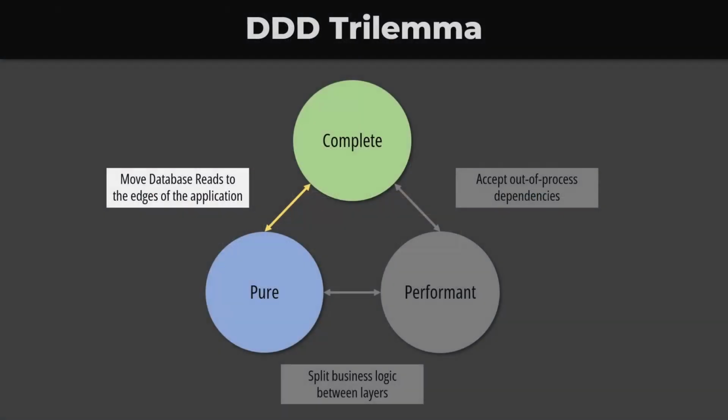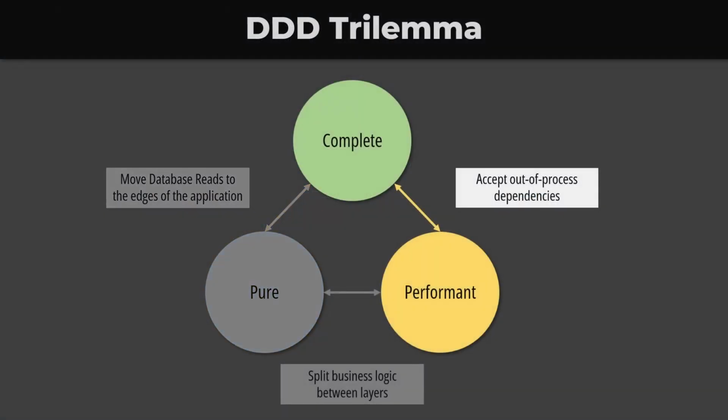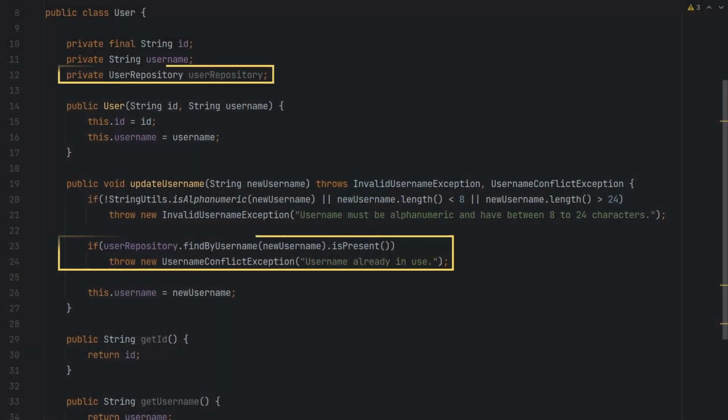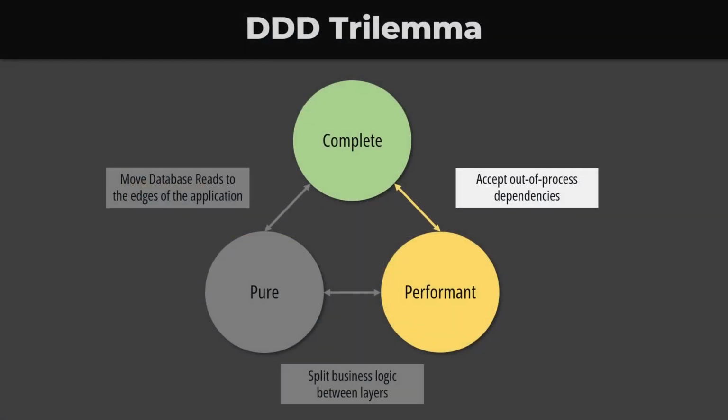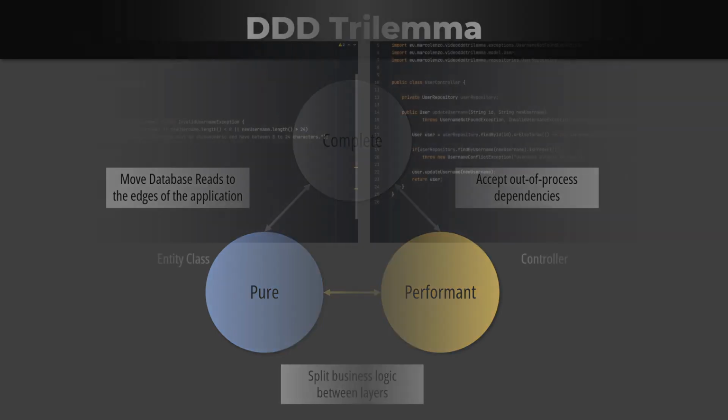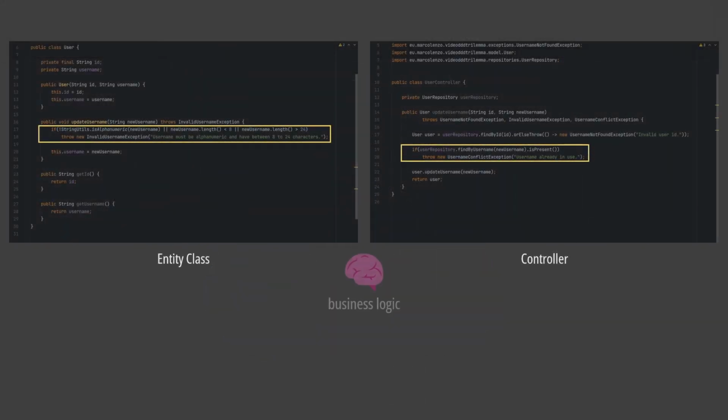Instead, if we want completeness and performance, we need to accept out-of-process dependencies in our domain model. Finally, if we want to achieve purity and performance, we need to be ready to split our business logic between the controller layer and the domain layer. Now that we have these three options, which one should we choose?